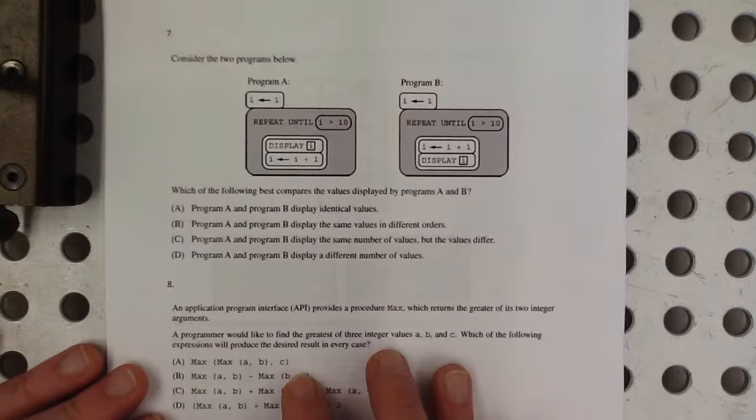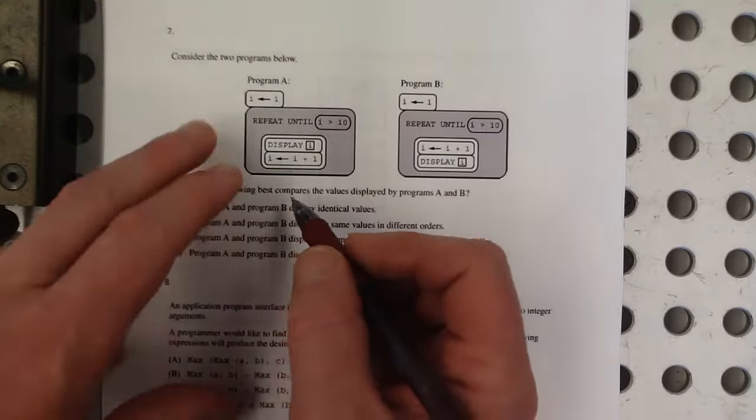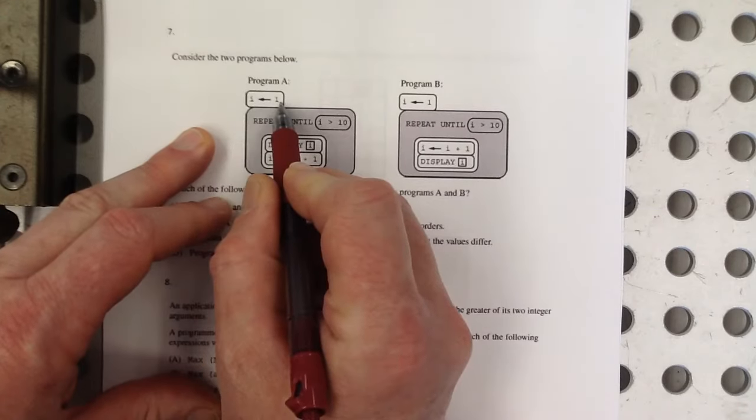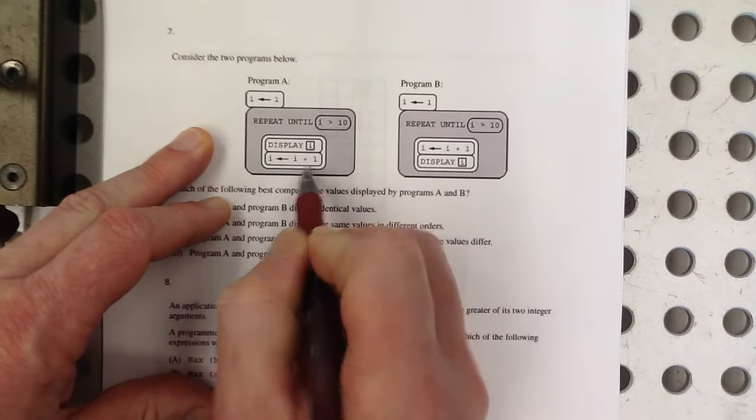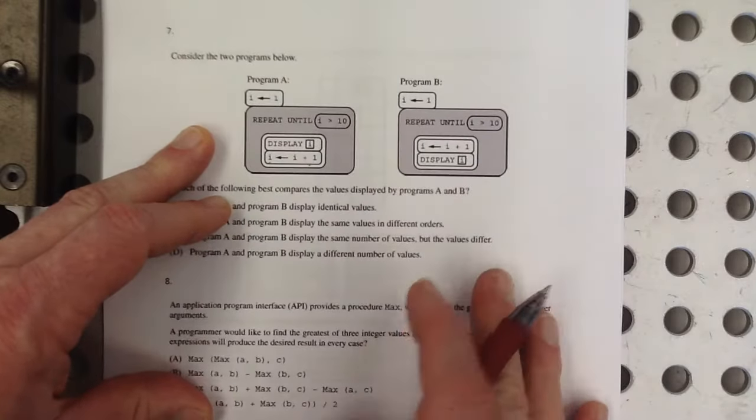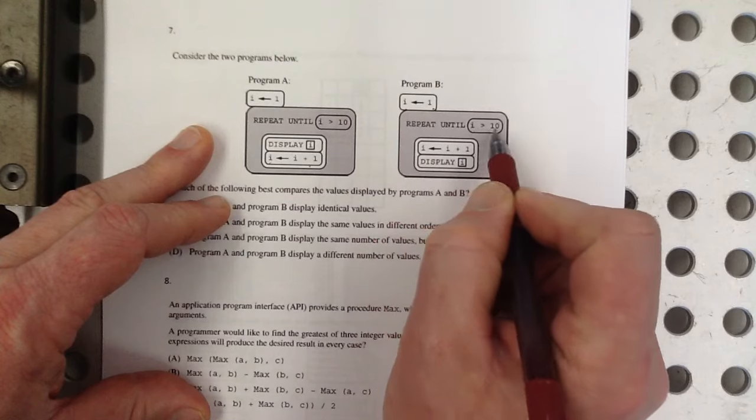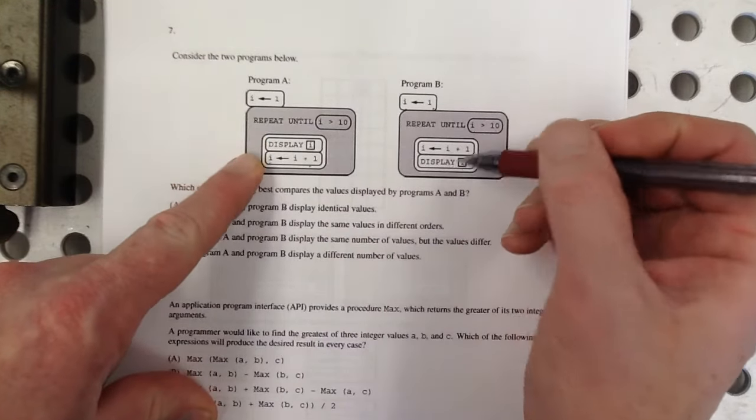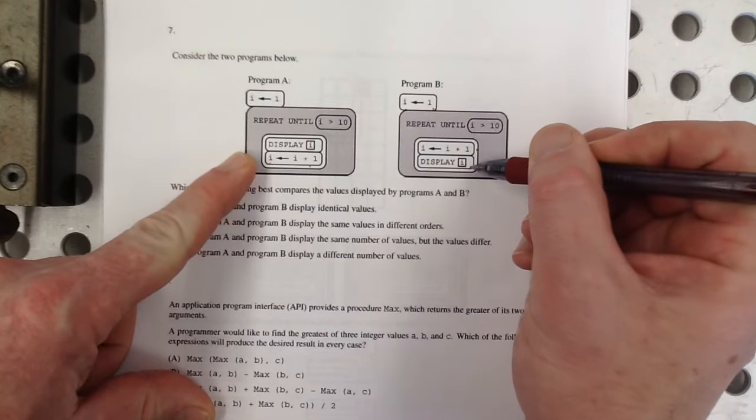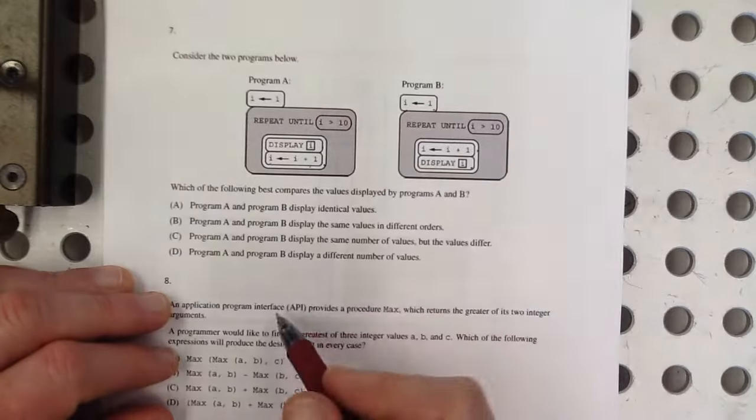Number 7. Consider these 2 programs here. Let's see what they do. So I'm going to store 1 in I, repeat until I is greater than 10, display I, and then kick it up 1. And then here, store 1 into I, repeat until I is greater than 10. Okay, so we're just reversing the order of these. So this one adds 1 first and then does display I, and this one displays it and then adds 1.